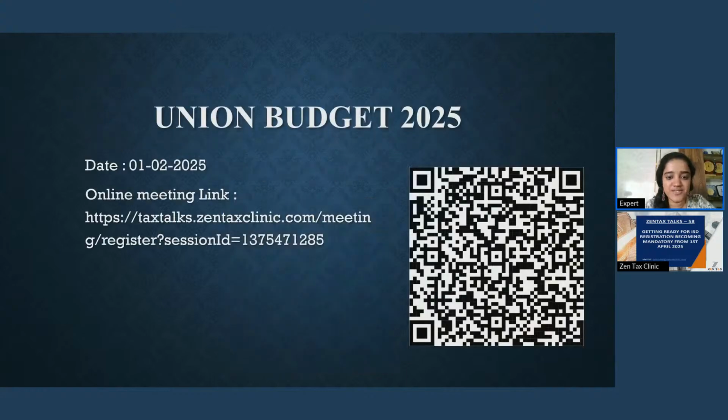And the second update is relating to the Union Budget, which is going to be conducted on the 1st of February 2025. And yes, for the first time, we are planning a session to be conducted immediately after the budget session. Our session commencing time will be 4 p.m. So we request our audience to kindly join and support us.